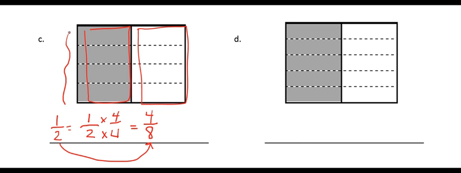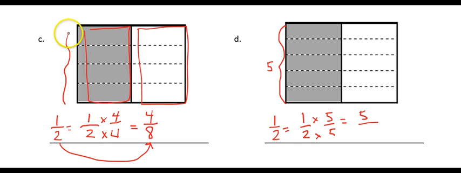Now look at one more example over here. Again, we're starting with 1/2. And if we look, now we've divided it into 5 rows. So instead of having 1 piece shaded, I now have 5 pieces that are shaded. And instead of having 2 pieces that make up the whole, I now have 10 pieces that make up the whole. So 1/2 is equivalent to 5/10.